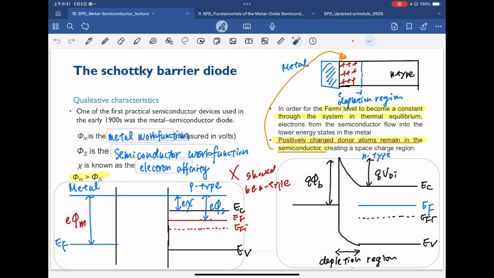Good morning, everyone. First of all, I would like to make some revisions to the Venn diagram I showed last week. This should be this page. In the case of forming the Schottky contact, the work function of the metal is larger than phi s, and in this case the metal is on top of the N-type semiconductor.